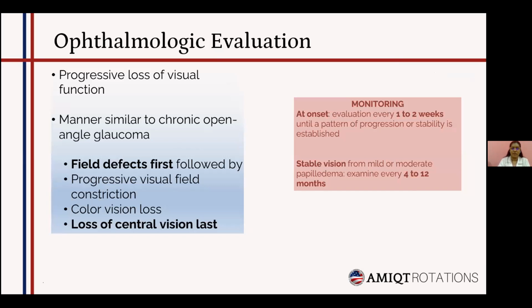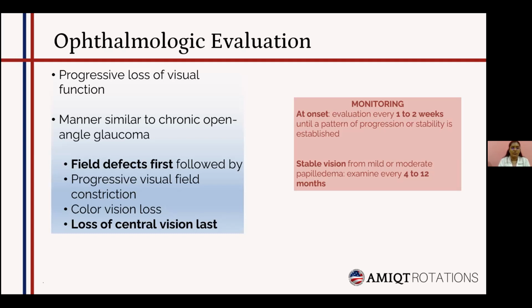So, how frequently do we need to do this ophthalmological evaluation? During the initial period of diagnosis at the onset, we need to evaluate them once every 1 to 2 weeks until a pattern of progression or stability is established. Once we get stability, then we can repeat the ophthalmological evaluation once in every 4 to 12 months.